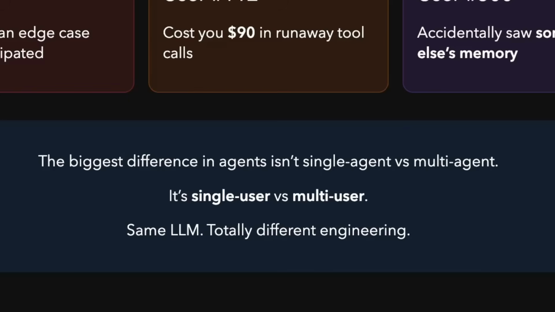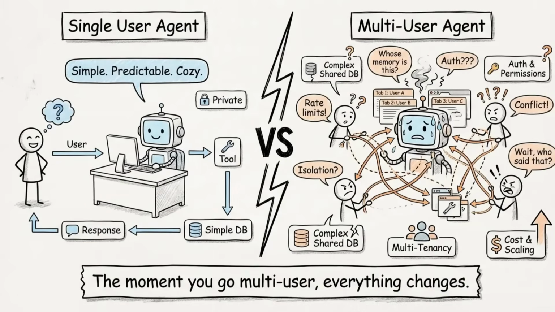And the big difference here isn't about a single agent versus a multi-agent. It's about a single user system versus a multi-user system. This ends up being a totally different way of engineering. And in this video, I'm going to talk about single user agents versus multi-user agents, some of the key things that you need to take into account when you're designing and architecting these systems, and some tips and experiences that you can actually take from different frameworks that are already out there.